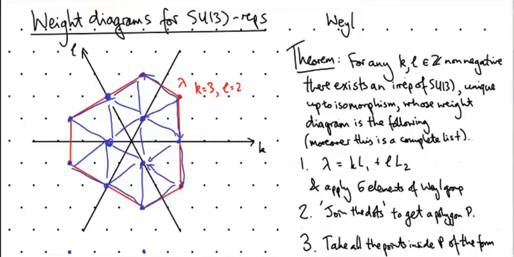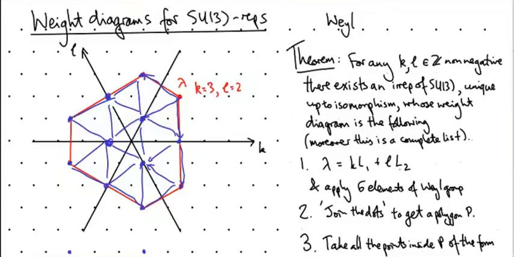So what did the theorem say? It said for any pair of non-negative integers, there's an irreducible representation, which is unique up to isomorphism, whose weight diagram is given by this recipe that I gave you. You pick the highest weight, lambda, which is KL1 plus LL2. You apply the elements of the Weyl group. You take the convex hull, you join the dots between those, and then you take certain lattice points inside and assign those certain dimensionalities according to the Weyl character formula.